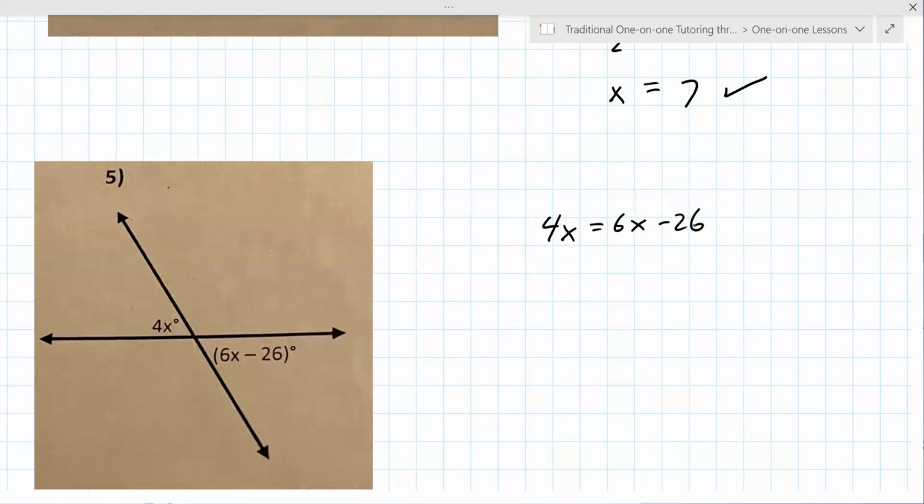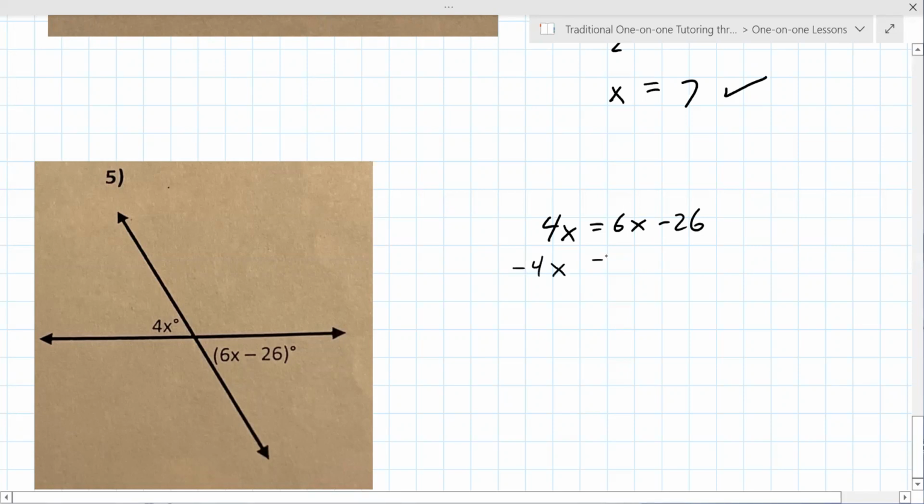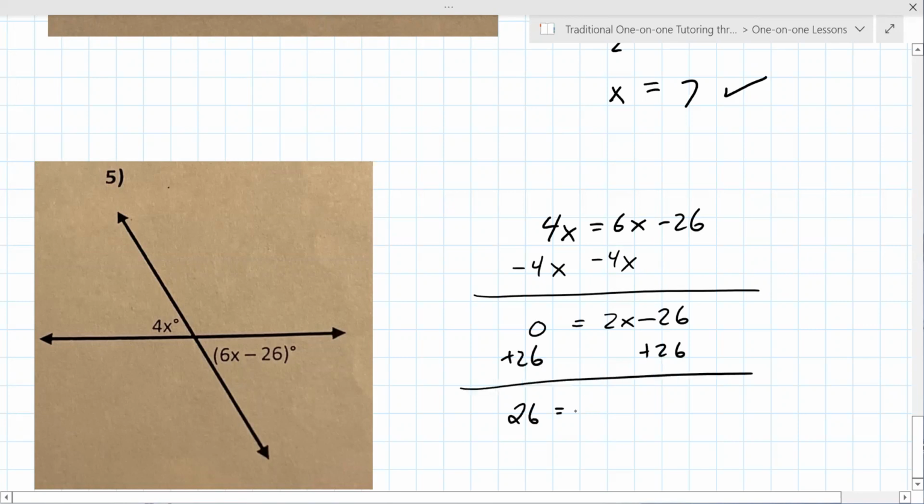X equals 14. Okay. How did you come up with that? What was the first thing that you did to solve the equation? First, I subtracted 4x from both sides. So 0 equals 2x minus 26. Then add 26 to both sides. So 26 equals 2x. What is the last step?